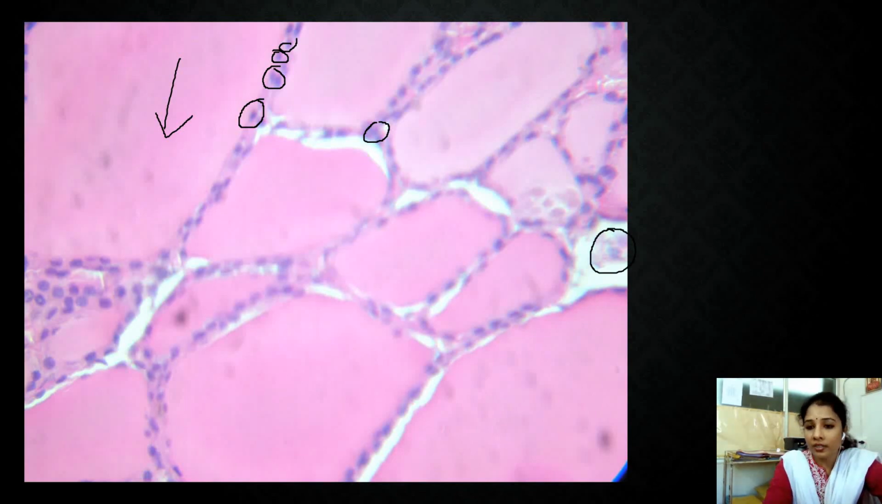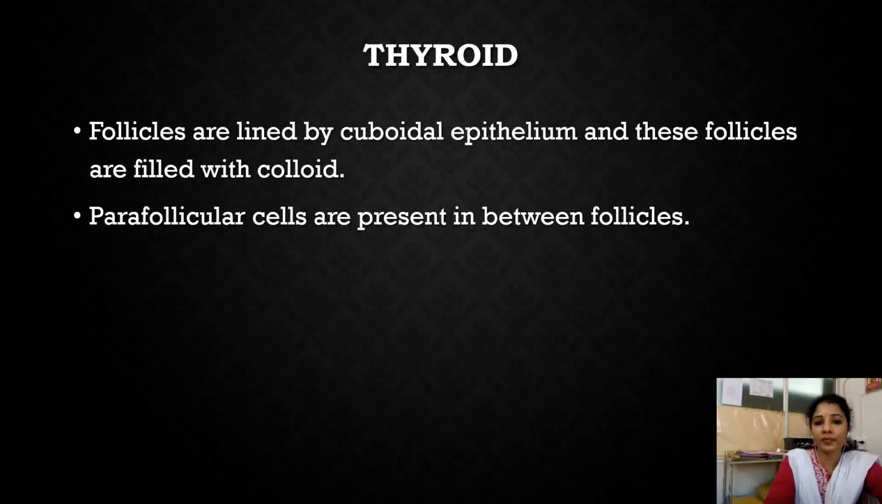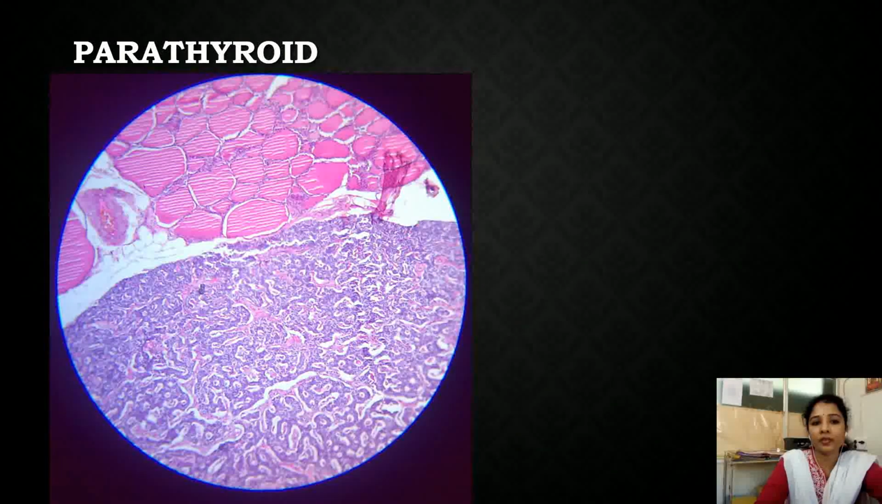And as we know, it is an endocrine gland. It too has a lot of cut sections of blood vessels between the follicles, where they pour their secretions directly into the blood vessels. So identification features: the cut sections of follicles are seen, which are lined by the cuboidal epithelium, and these follicles are filled with the colloid, and parafollicular cells are also present in between the follicles.